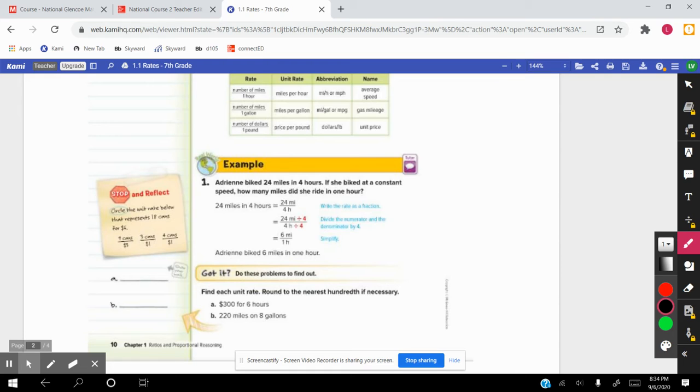Adrienne biked 24 miles in 4 hours. If she biked at a constant speed, how many miles did she ride in 1 hour?